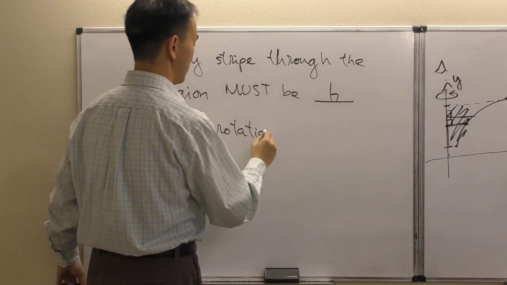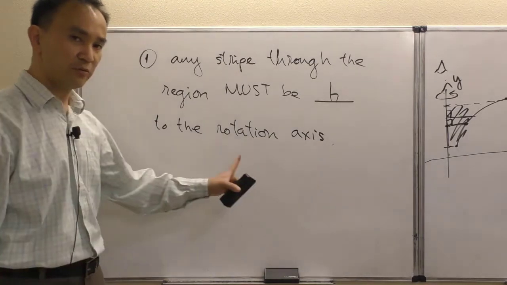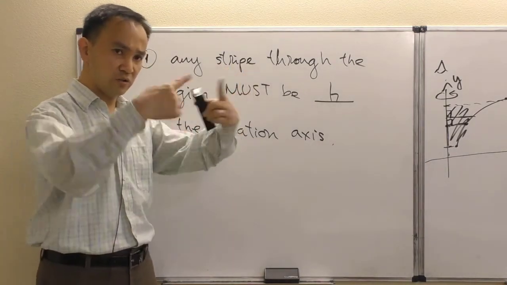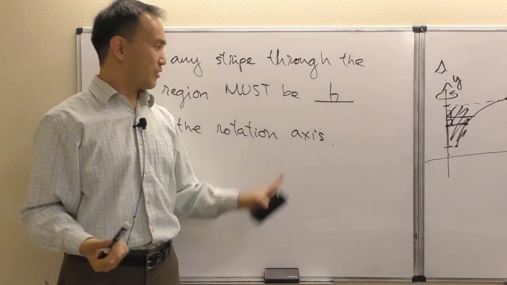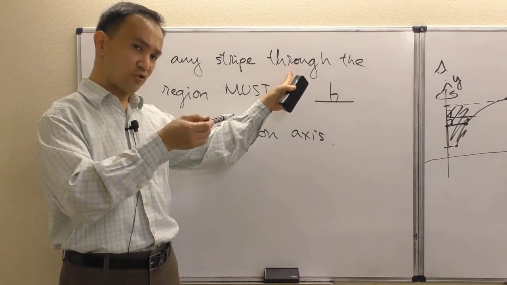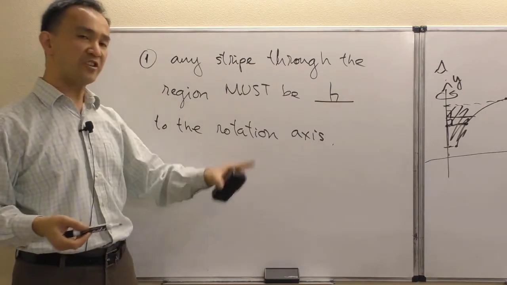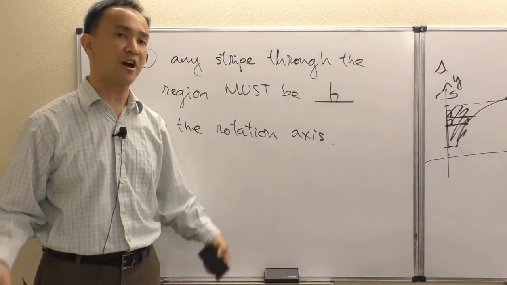So it could be the x-axis or it could be the y-axis, but generally we refer to that as the rotation axis. So any stripe, because these stripes, when we are rotating them, become a disk in front of us. Okay, so any stripe drawn through the region must be perpendicular to the rotation axis. That's the number one thing. I mentioned that, and I believe I've mentioned that many times prior to this point.